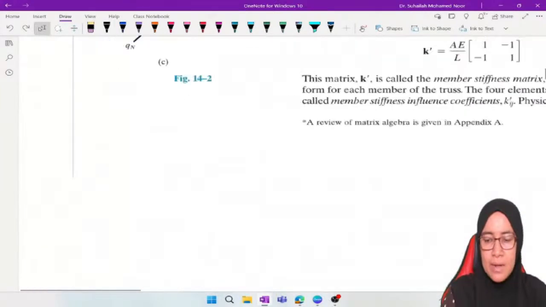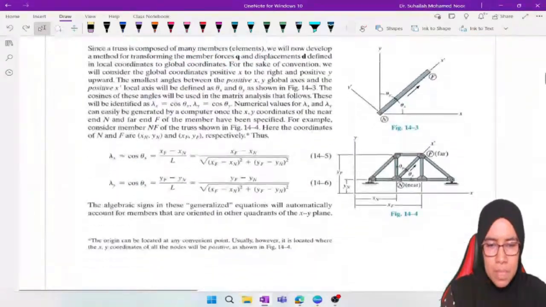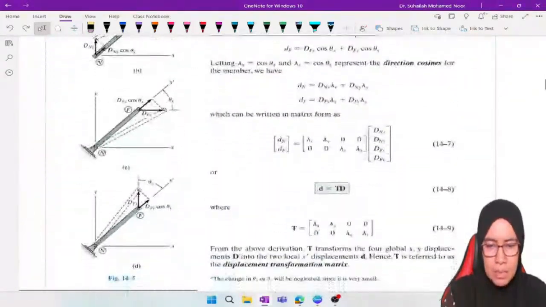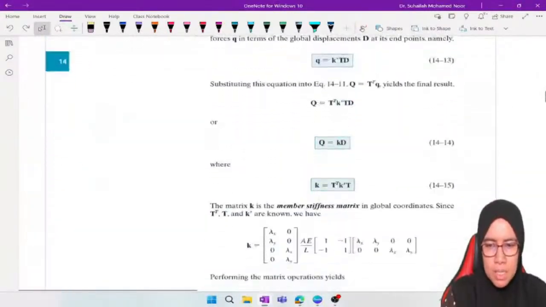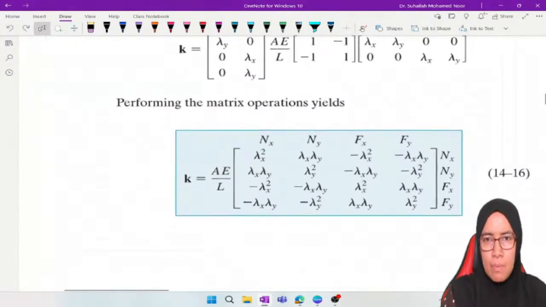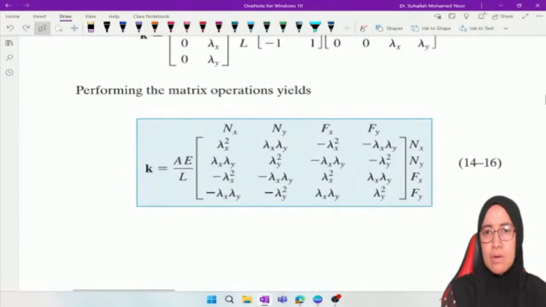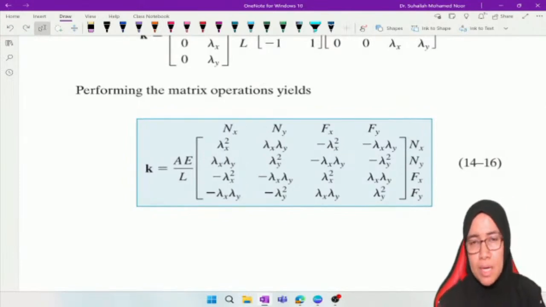Then we will solve for the unknown displacement. So we jump directly into the formula of K. Okay, formula of K referring to the global coordinate system. Okay, this is the formula.